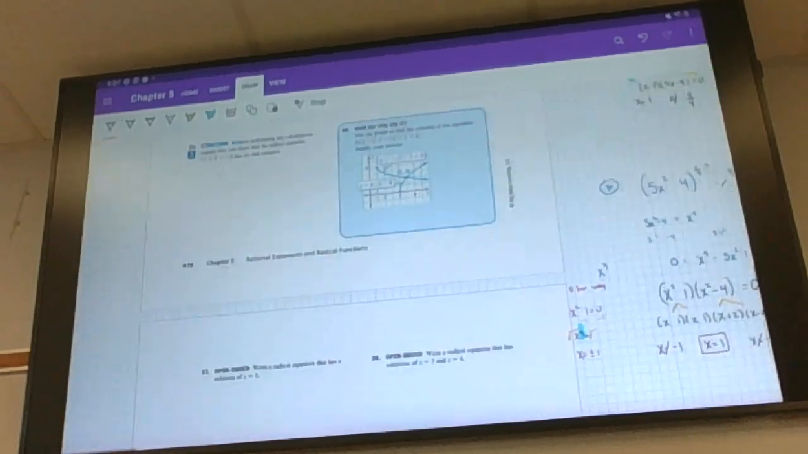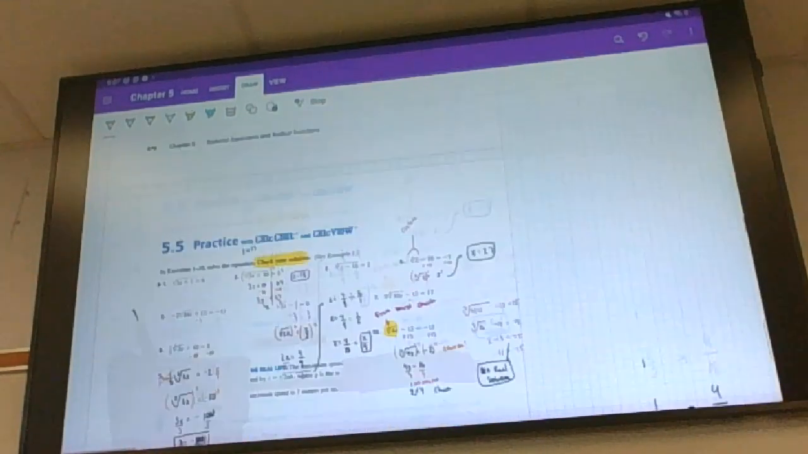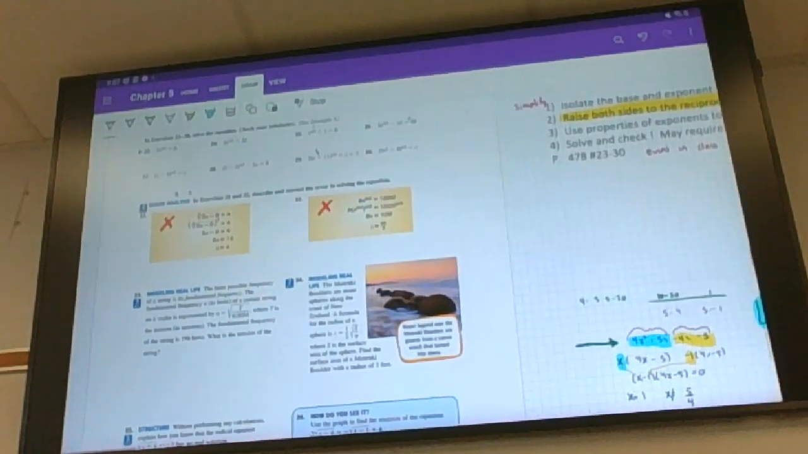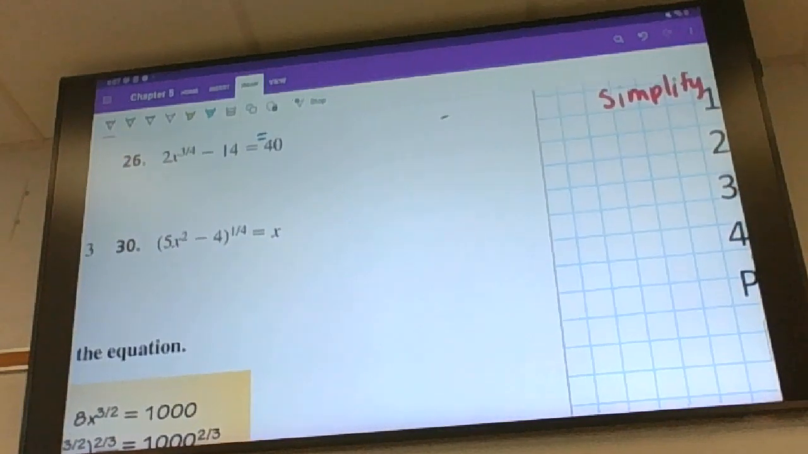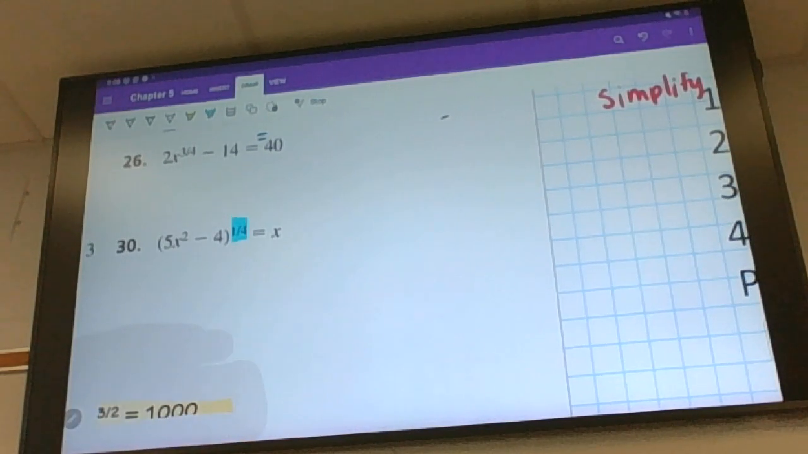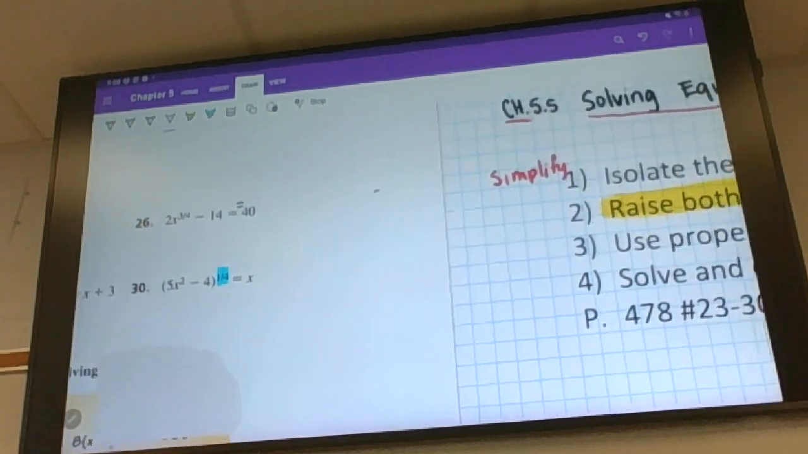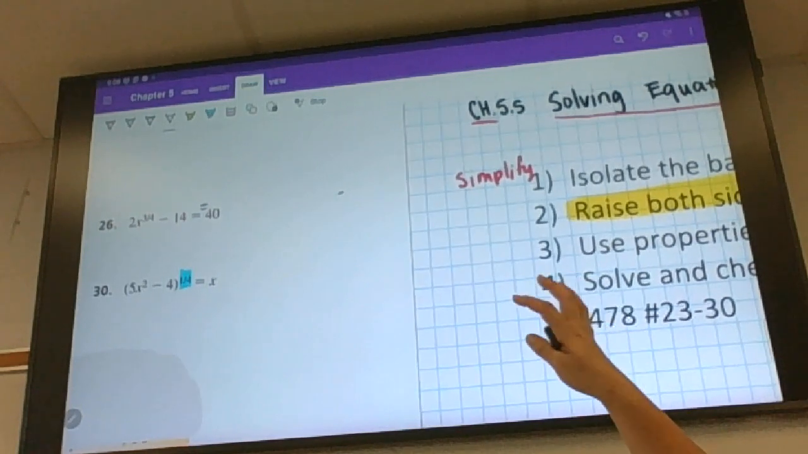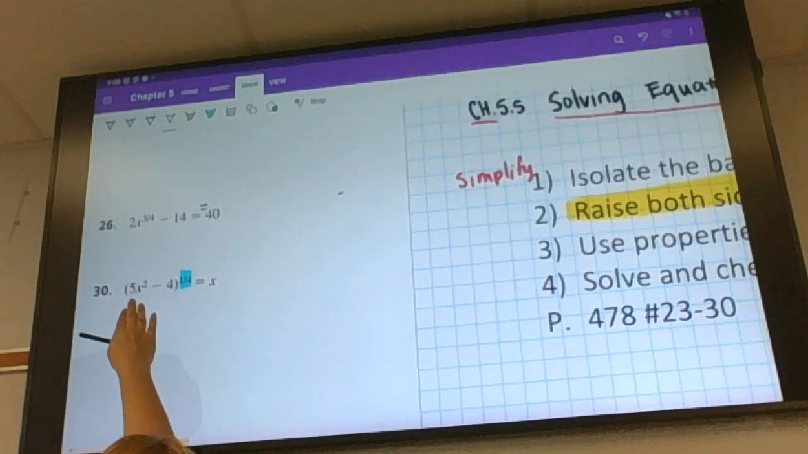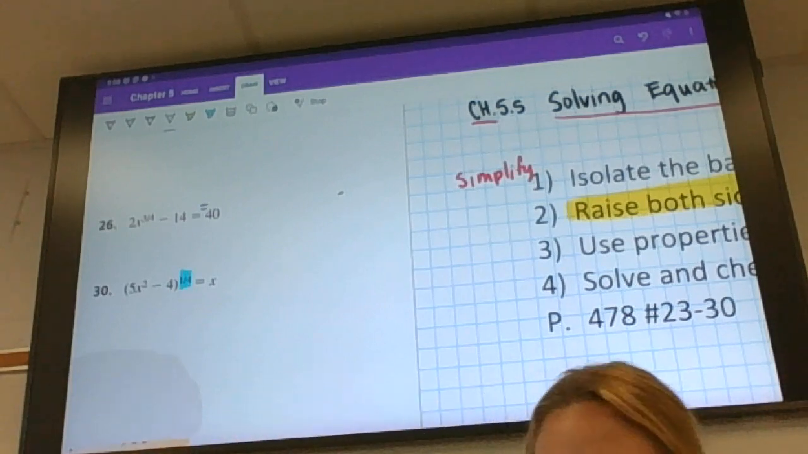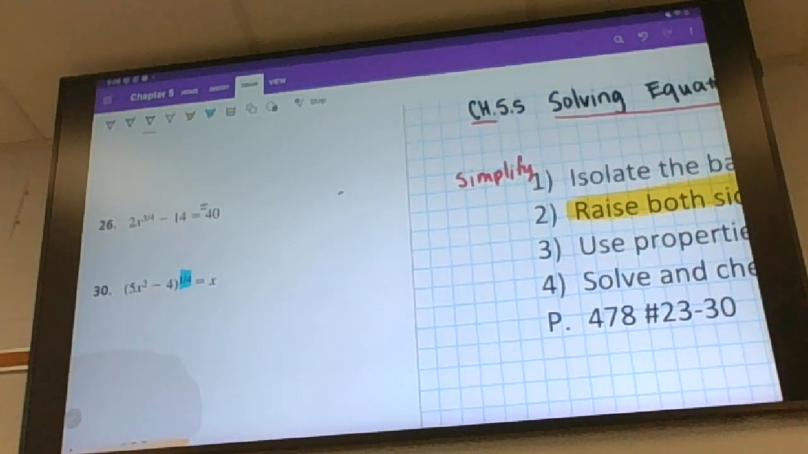All right, we're gonna go down to 30. I guess that's the most difficult one, and I'm gonna start with 30. So here's our exponent. It's 1/4. The way to get rid of an exponent is to raise both sides to the reciprocal. The base is already isolated because there's nothing before these parentheses or after. So I'll have to write this out myself so I have room.